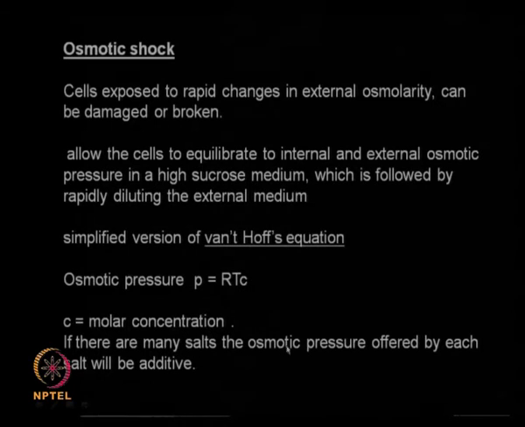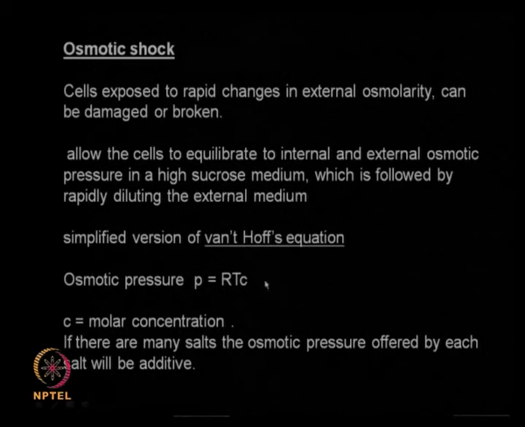So if there are many salts present, then you will have an additive effect. There will be osmotic pressure because of salt 1, osmotic pressure because of salt 2, osmotic pressure because of salt 3, and all of them get added up. So you can use this equation to calculate approximate osmotic pressure. So osmotic pressure equals R into T into C. We will look at a problem later.